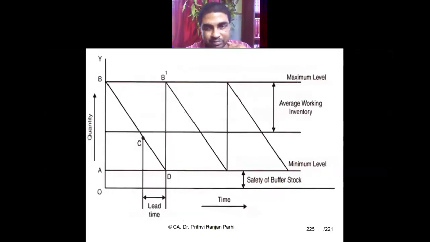Now you see, we are talking about maintaining different levels of stock. So this is what we call the lower part. You see what is written here?